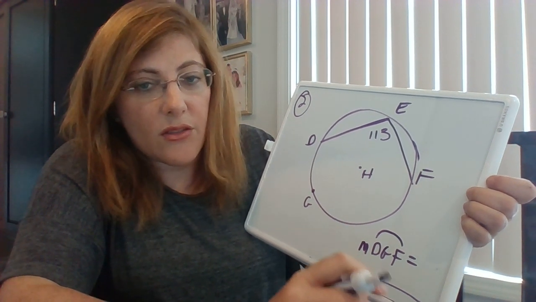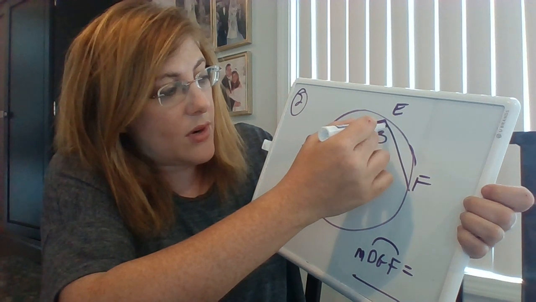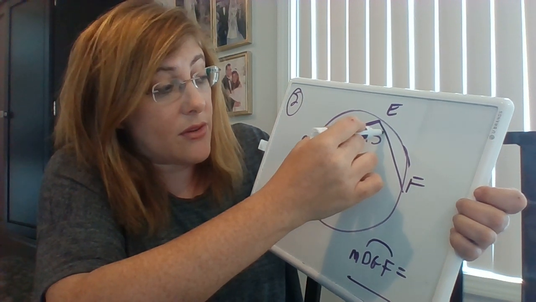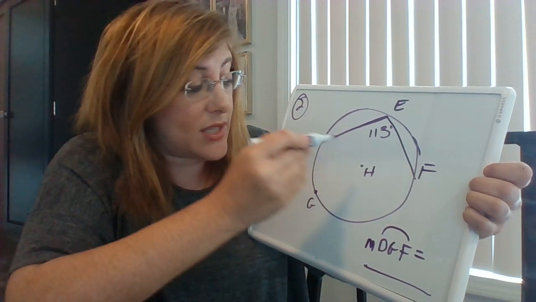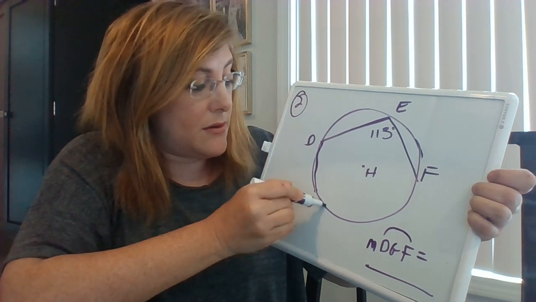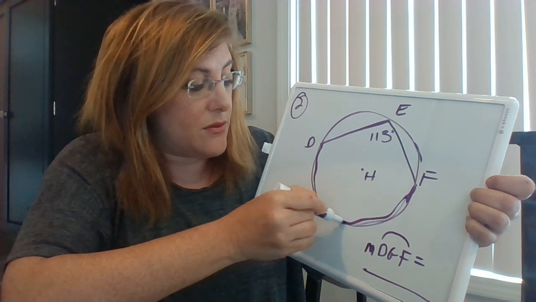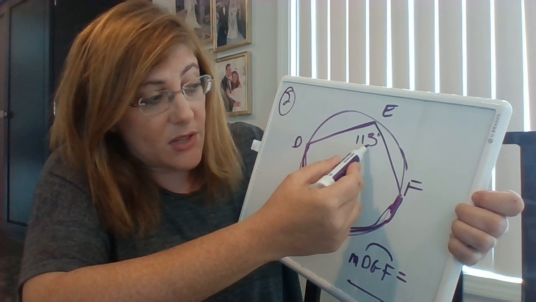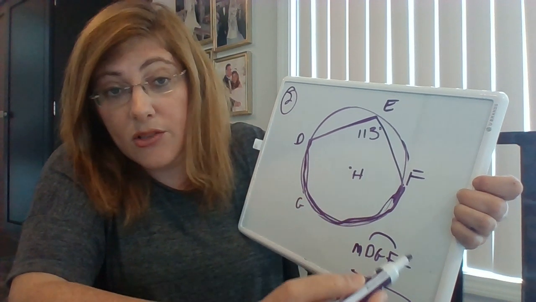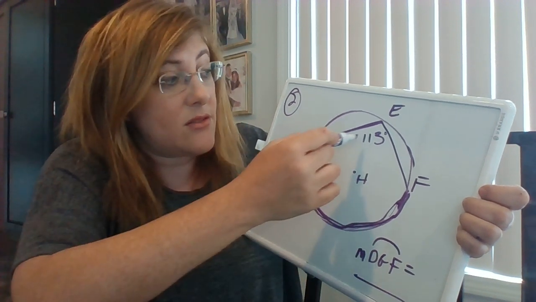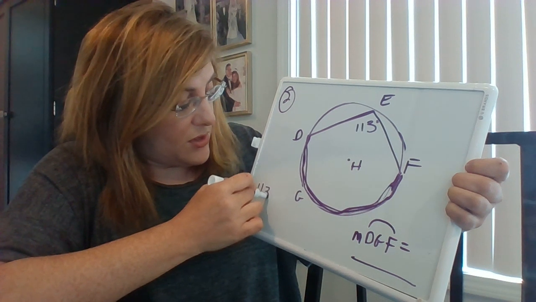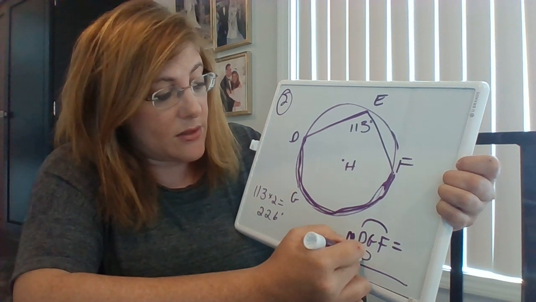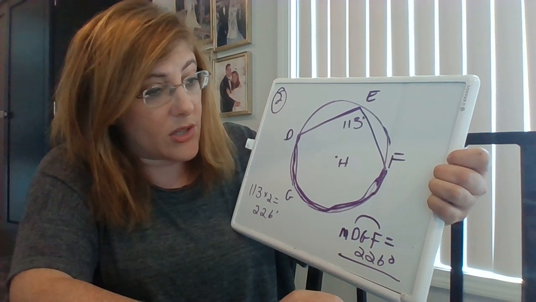This problem's kind of the other way around. They give you the inscribed angle, angle DEF, which is 113 degrees, and they ask you for its intercepted arc. Its intercepted arc is this DGF, this piece of the circle that's right here. We know that an inscribed angle's measurement is half of its intercepted arc, which also means its intercepted arc is double the inscribed angle. So 113 times 2 is going to give us 226 degrees, and that's going to be the measure of the intercepted arc DGF.